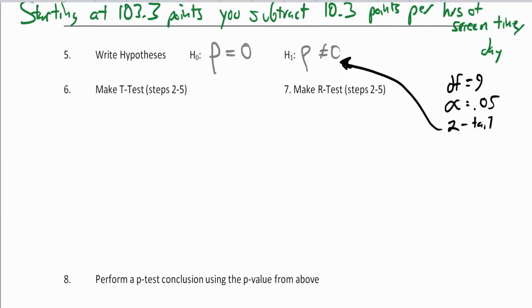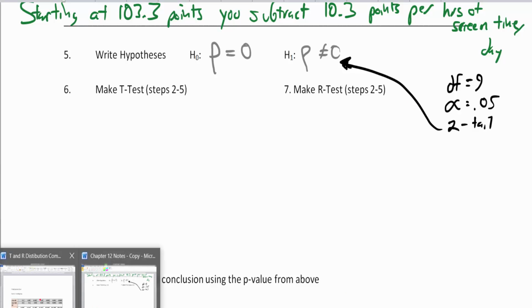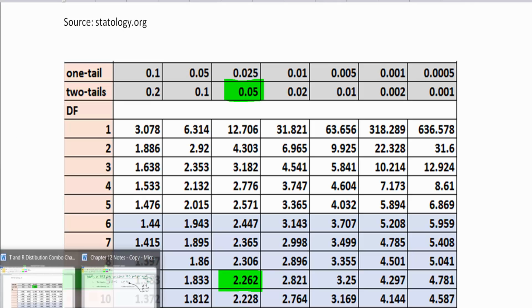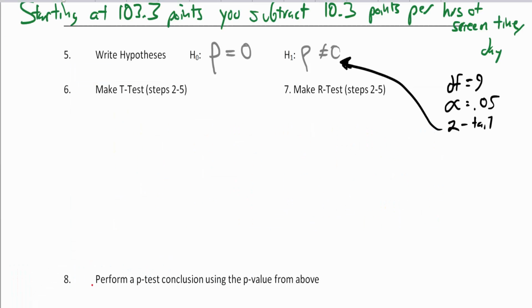So let's go to our t-chart. Our t-chart here has, I want to go to 9 degrees of freedom. And I want that 9 degrees of freedom to then have a two-tail 5%. So this means my critical values are plus or minus 2.262. Did you remember the plus and minus? That is something I don't want to have to mark wrong on your paper.